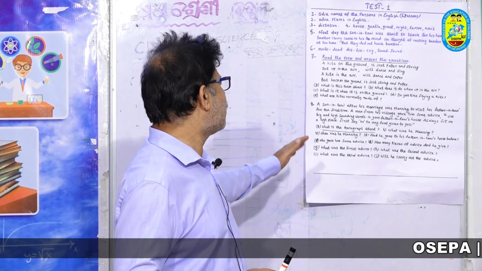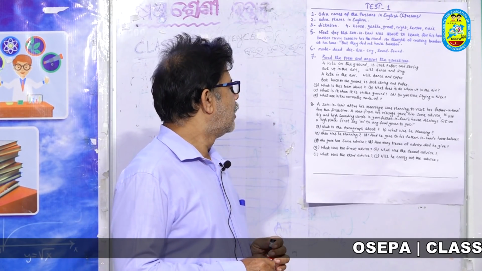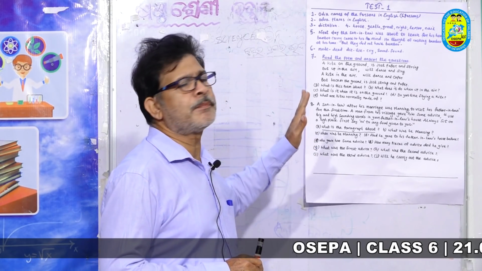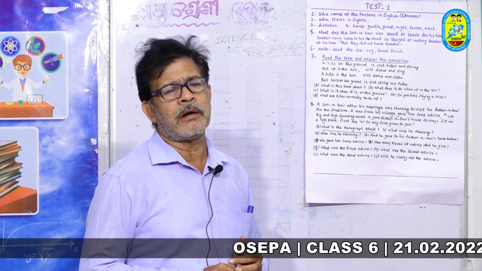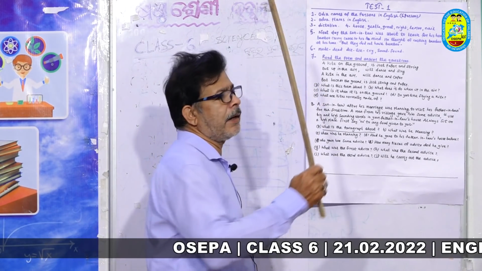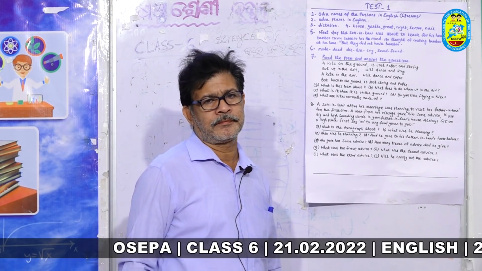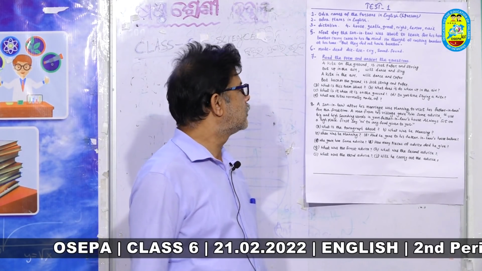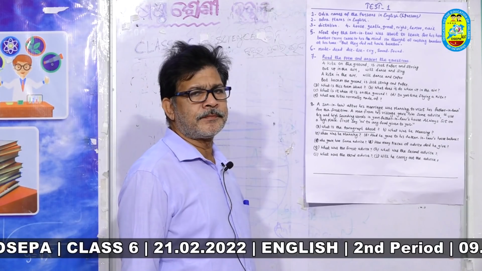So this is one of the paragraphs taken from your text, and it is a prose piece. You know, a police son-in-law. Another paragraph is taken from a poem. The poem is Kite. We shall go through the poem, read the poem and answer the questions.